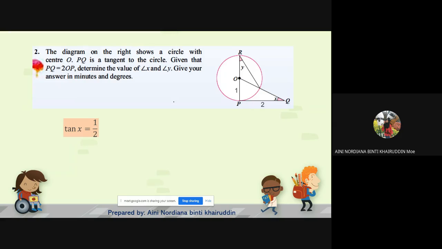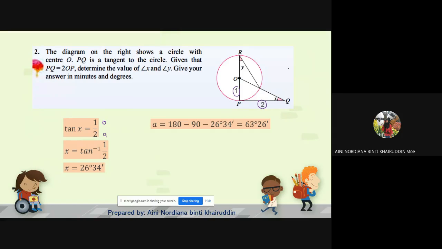So first, to calculate the value of x, you can use tangent, which is TOA, opposite over adjacent. Opposite 1, adjacent 2, then you will get x equals 26 degrees 34 minutes. This one you can use your calculator. Shift tangent, bracket 1 over 2.